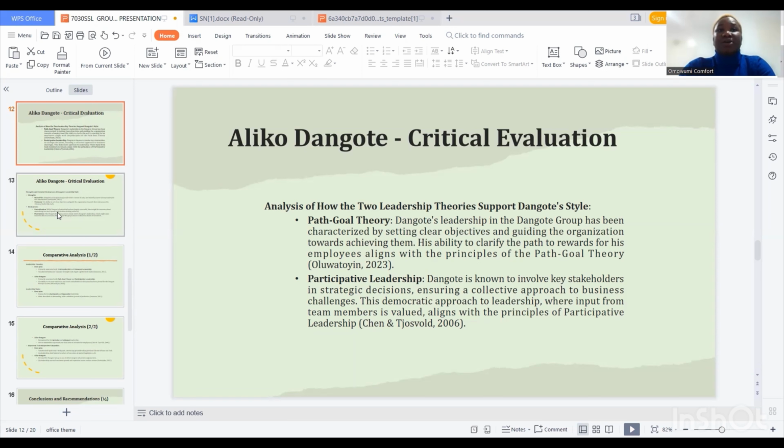Additionally, he incorporates the participative theory by actively seeking inputs and involvement from stakeholders, acknowledging their valuable insights and contributions. By combining these theories in his leadership approach, Dangote established a cohesive and collaborative environment where objectives are clearly communicated and stakeholders' voices are valued.